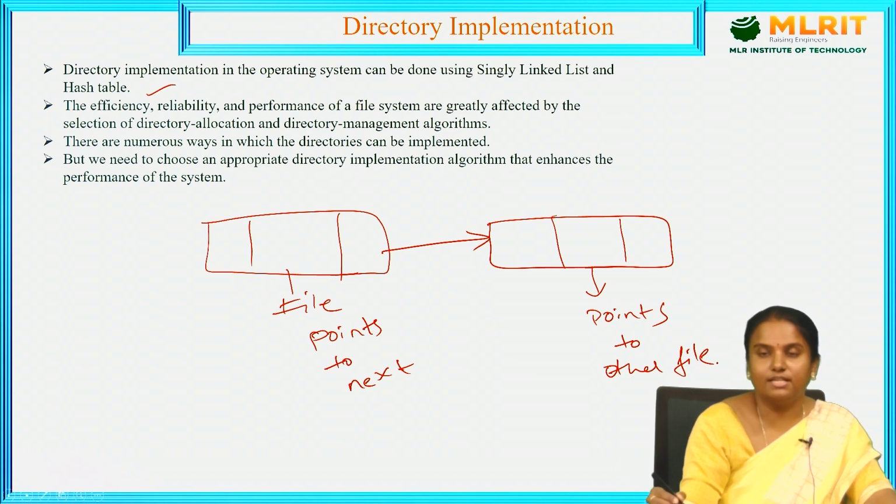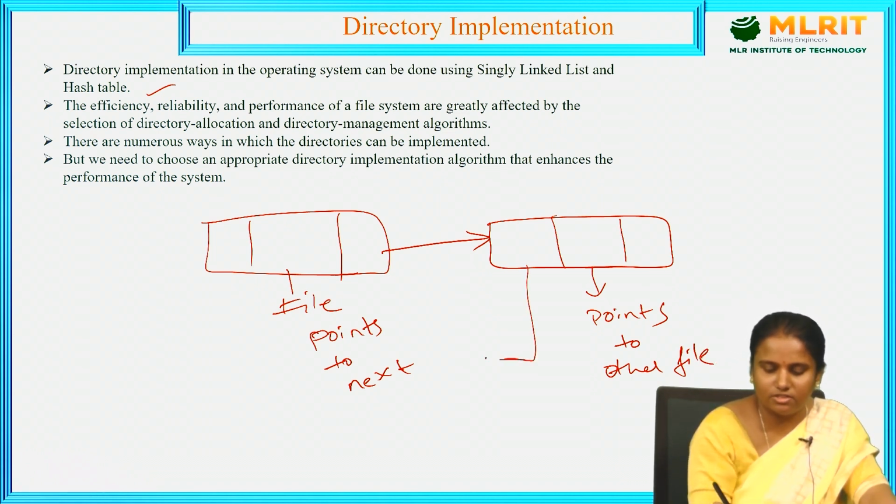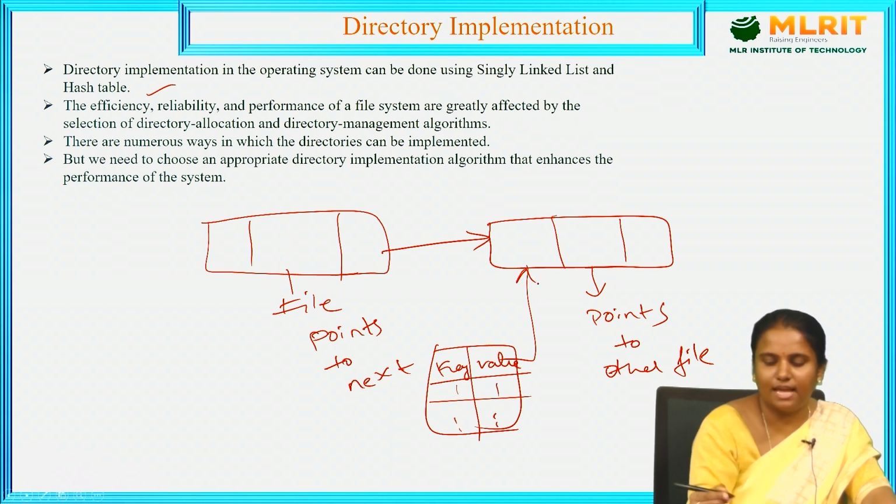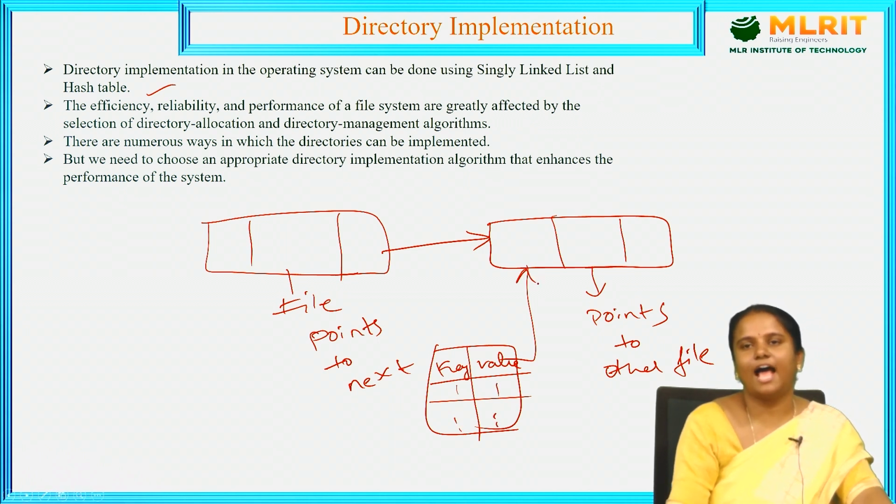Another way is using a hash table. For this, we use a hash table with key-value pairs. Keys will be there, values will be there, and these are attached to the hash table or hash function. So, based on this, the directory implementation can be done by using a single linked list and a hash table.